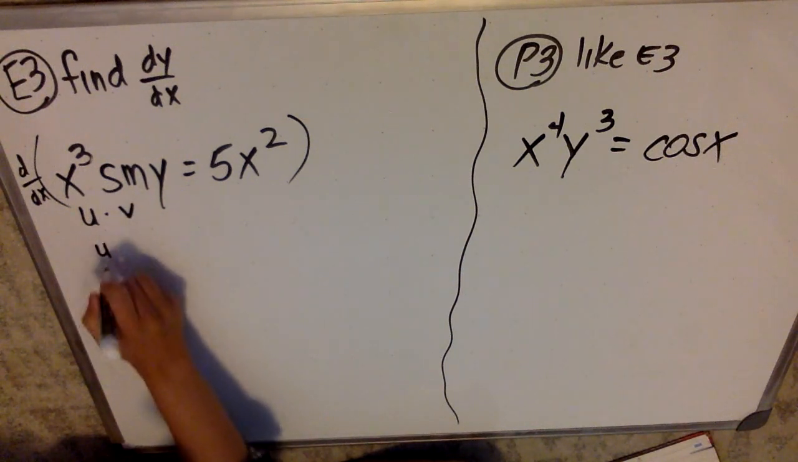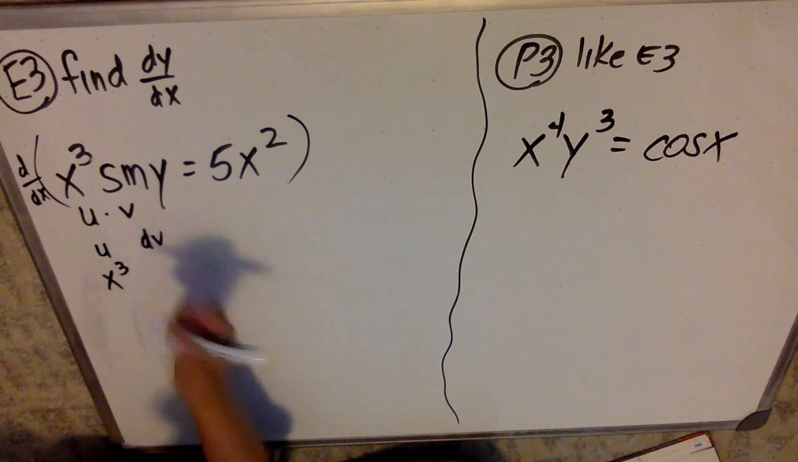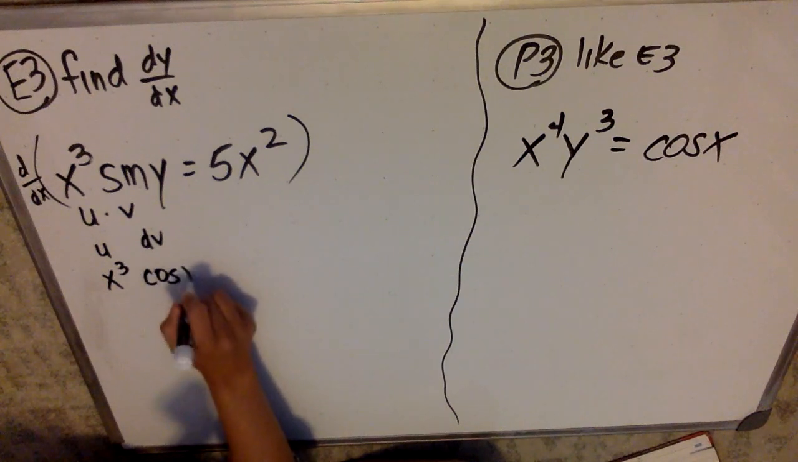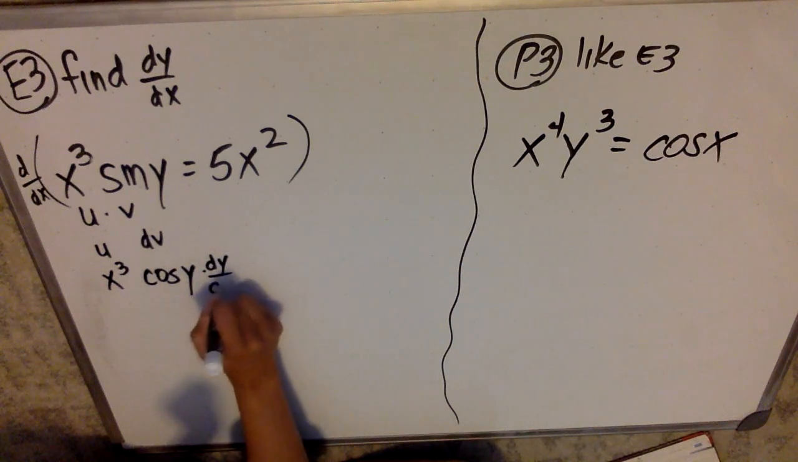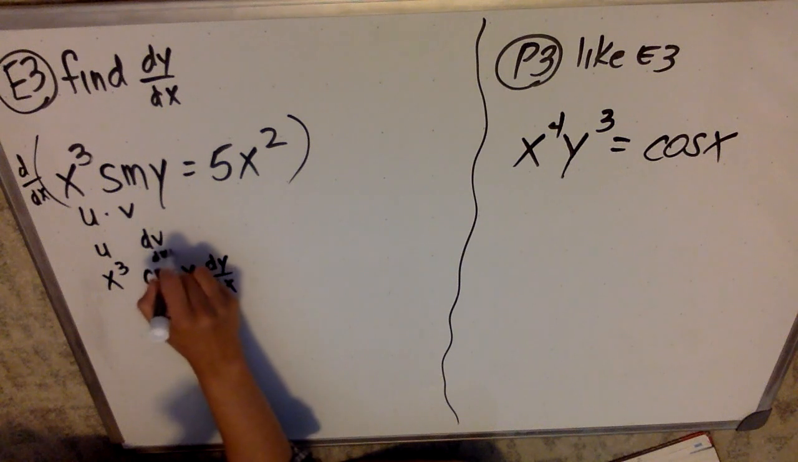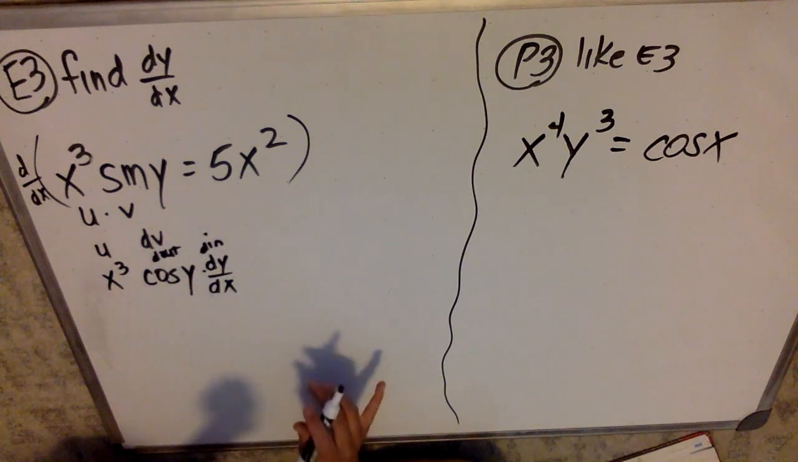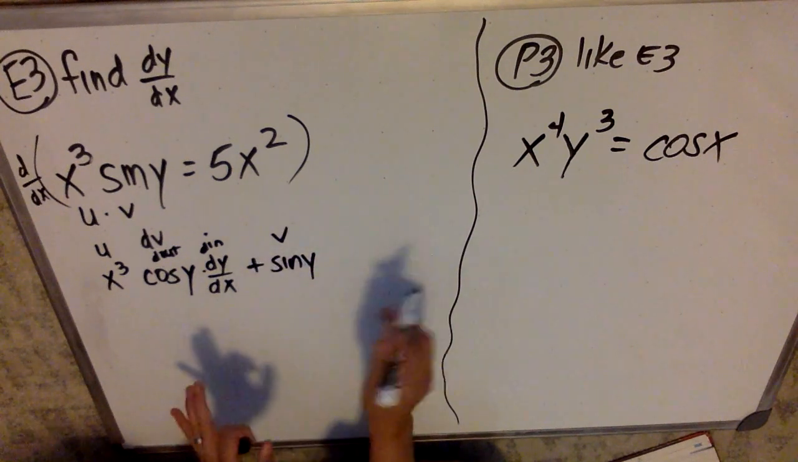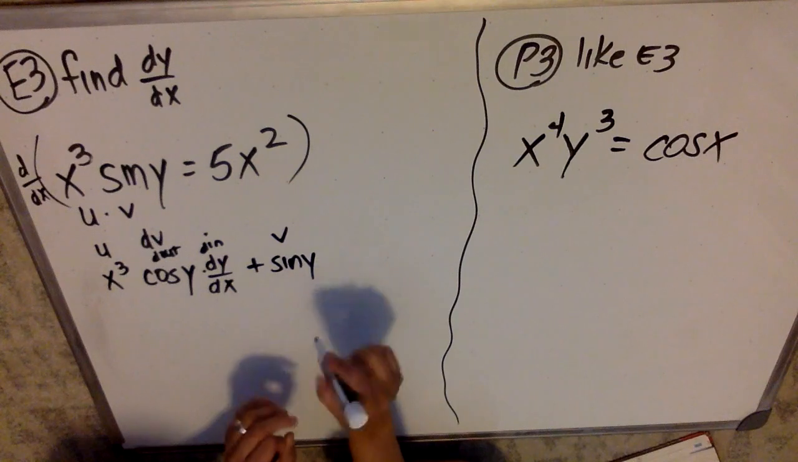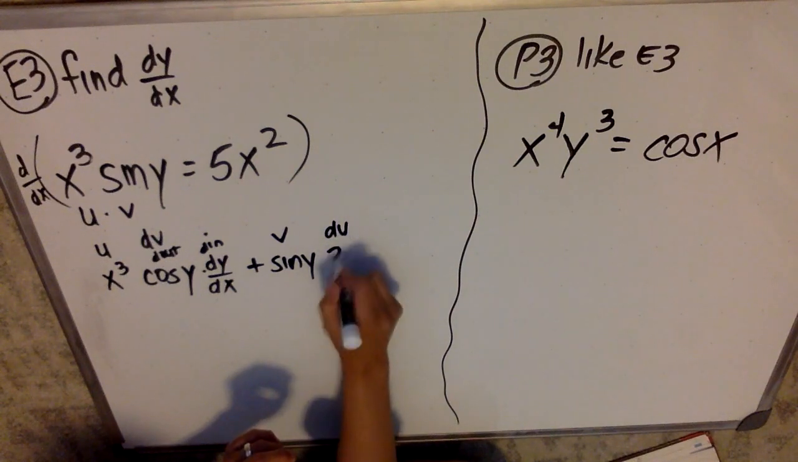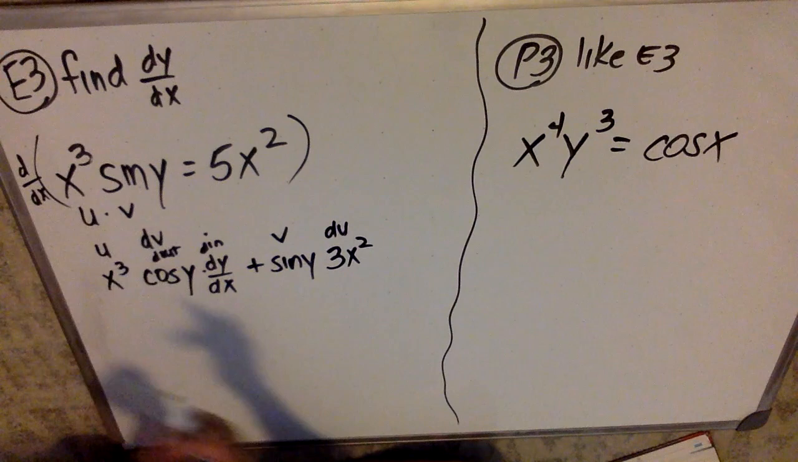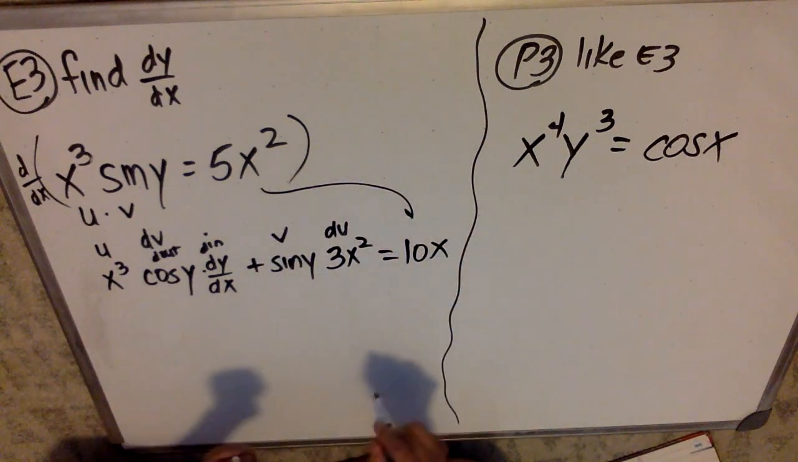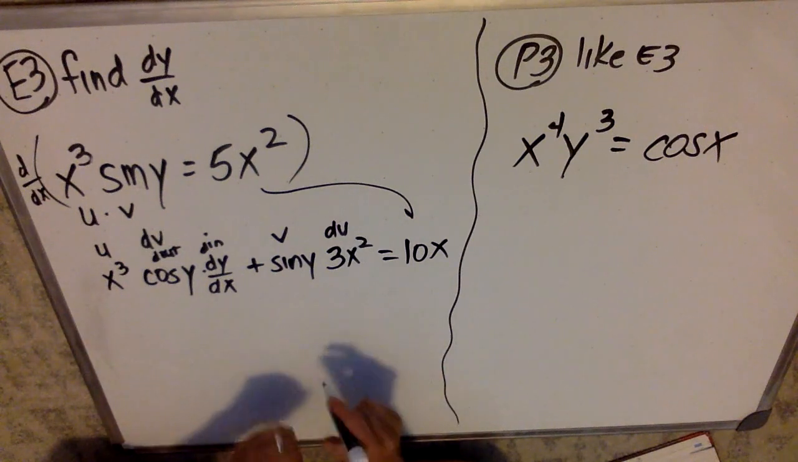So I'm going to get u, which is x cubed, times dv, and dv is going to have a chain because I need the derivative of sine of stuff. Well, the derivative of sine of stuff is cosine of stuff times the derivative of the stuff. This was the derivative of the outside, and then the inside function is the y. Plus v, which is sine y. I'm not differentiating, so I don't need to do anything. I'm just recopying what's there, sine y, times du, which is going to be 3x squared, differentiating the x cubed. Equals, and then on the other side I have a nice happy 10x, and that was nice and friendly. So once I'm here, I then need to solve for dy dx.